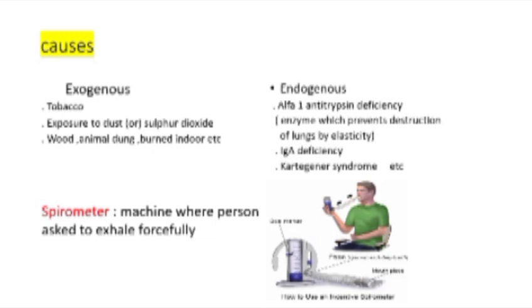Before going to clinical features, I will let you know about the spirometer. It is a type of machine where a person is asked to exhale forcefully. If there is any obstructive disease, the person can't exhale forcefully. If he is normal, he can easily exhale. So on the basis of spirometer examination, we categorize the stages of COPD.